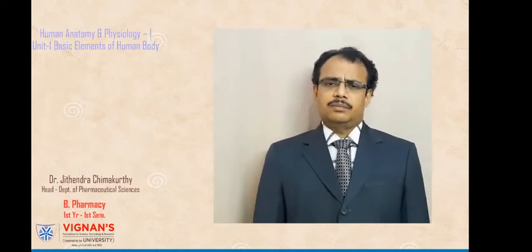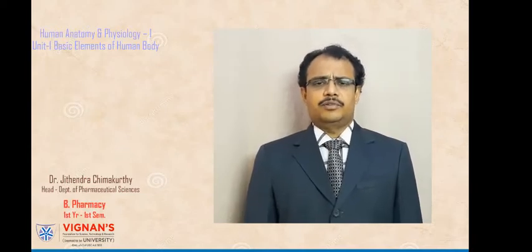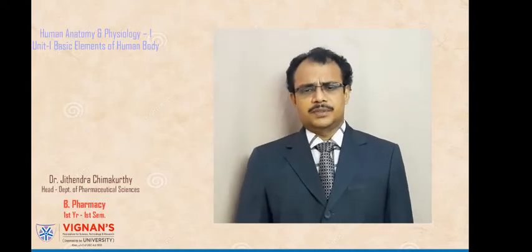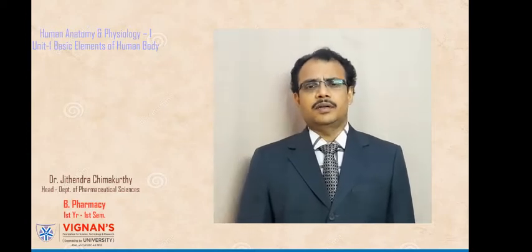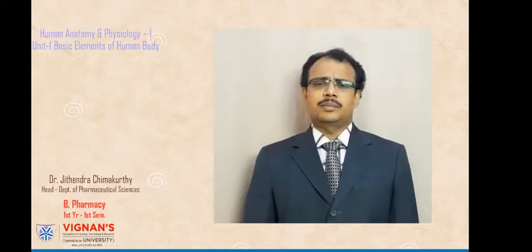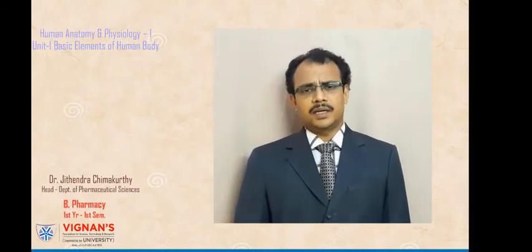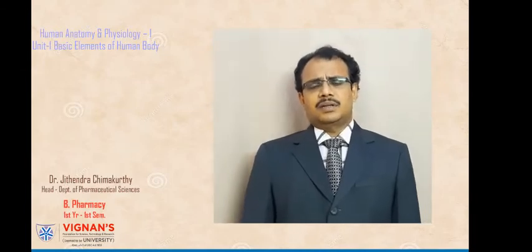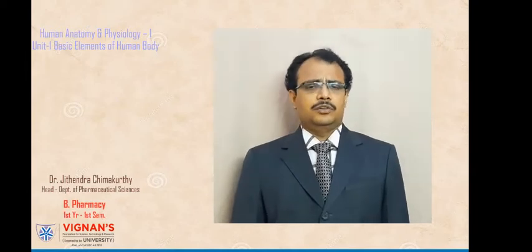And I welcome you all to this learning of human anatomy and physiology for your first semester of B Pharmacy. In this semester, you will be having 5 units, or you can call them 5 sections, where you will be studying about a few systems pertaining to your human body. Whereas in the second semester, you will be studying about the other systems pertaining to your human body.